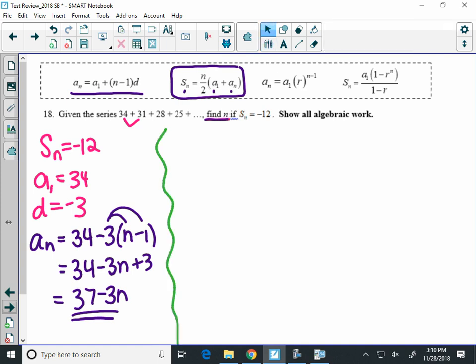So let's see where we're at, because I think once I start this, you're going to remember how we do these problems. Okay, so number 18 here, I don't know why I said that.